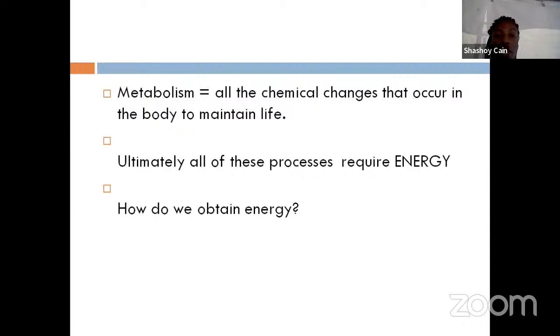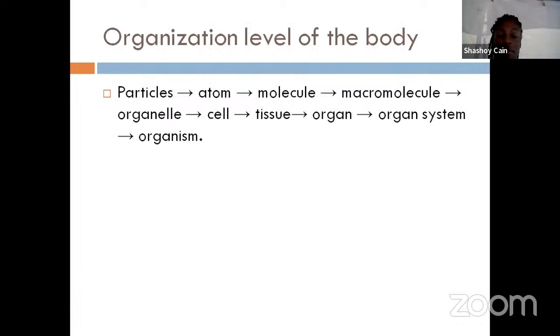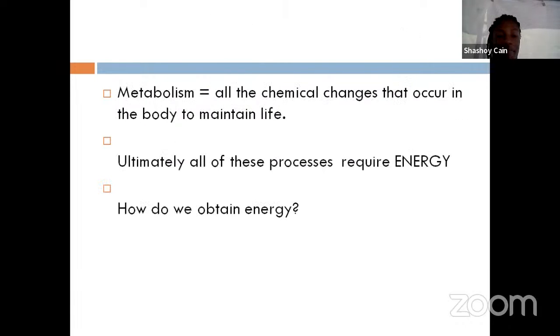So we have metabolism, which is the chemical changes that occur in the body to maintain life. And all of these processes require what? Energy. And how do we obtain energy? By the food we eat. So it's good to eat good food.